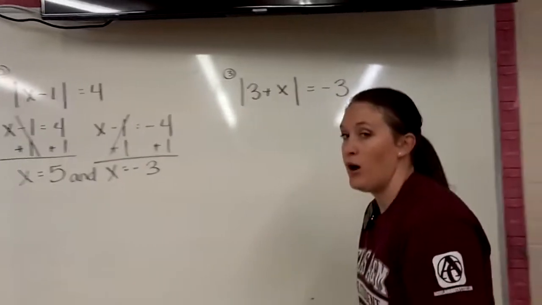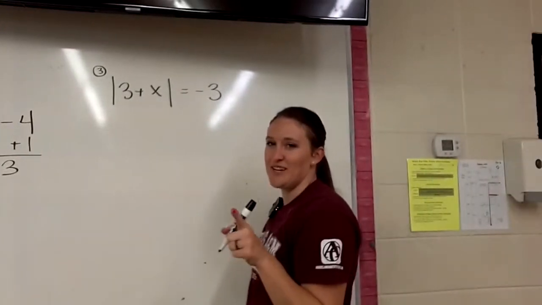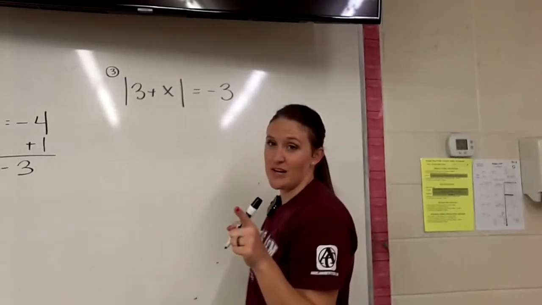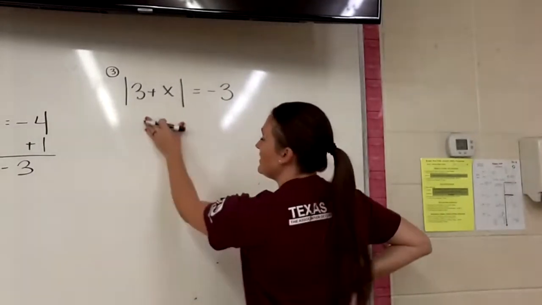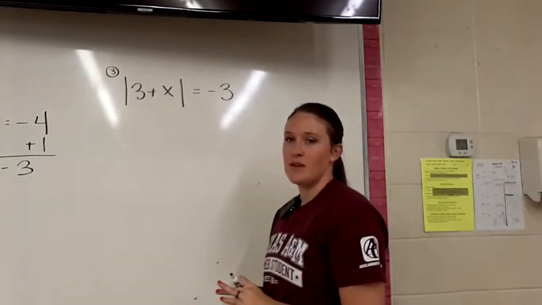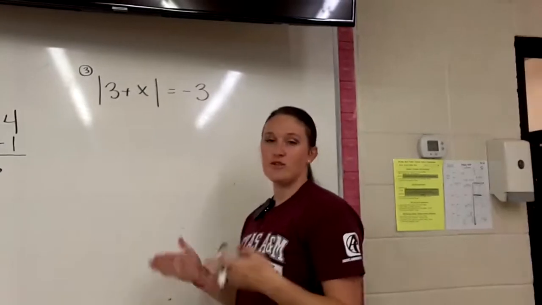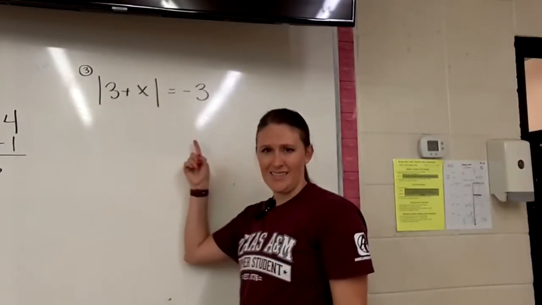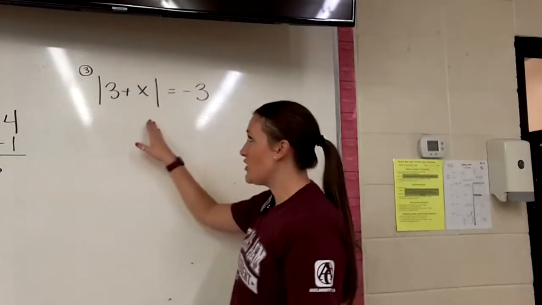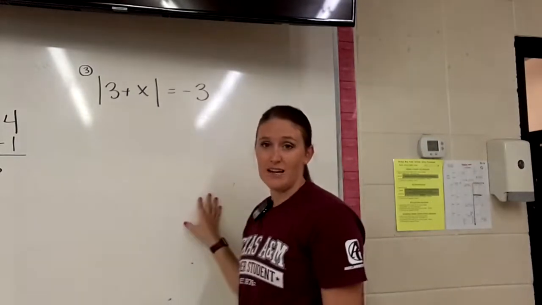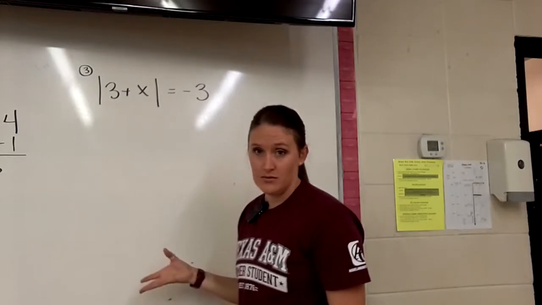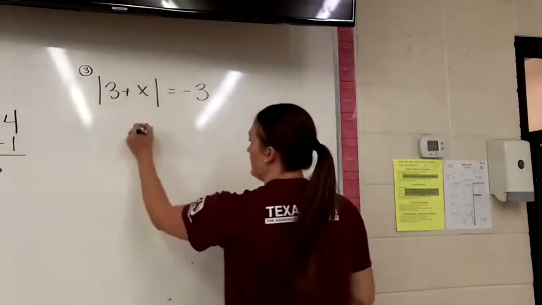Okay, now on problem number 3, I'm curious if anyone got it, because I almost didn't. I almost started working it out a while ago. So the absolute value of 3 plus x equals negative 3. If we're taking the absolute value of something, can we get a negative answer? No. So, since this shows that the absolute value of something equals negative 3, that's a lie. That can't happen. So you can't work this one out. It doesn't have an answer.